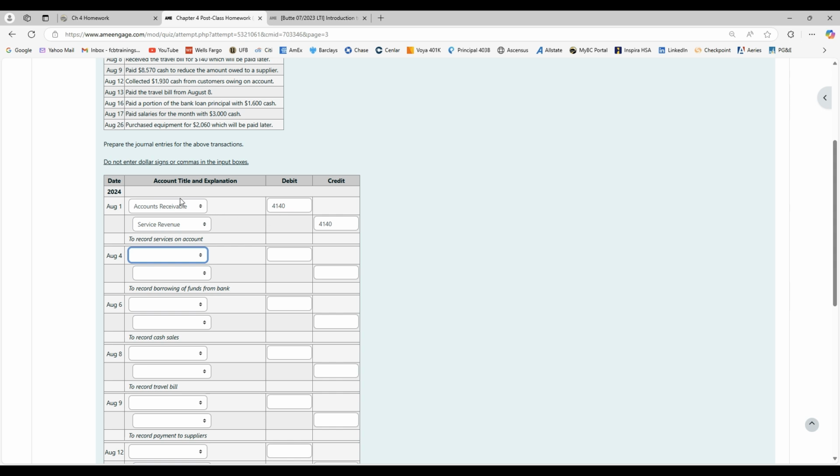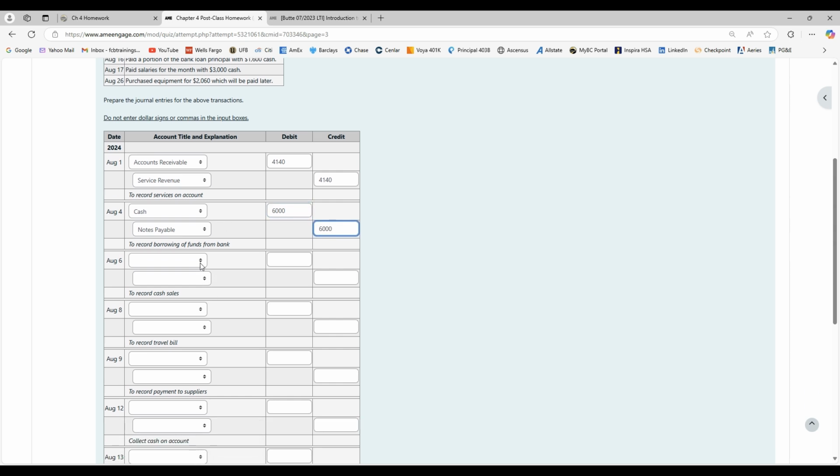Okay, we borrowed $6,000 cash from the bank, so we got cash, and let's find our notes payable. So our asset of cash goes up, and our liability of notes payable goes up as well. August 6th, provided customer services and received $3,033.40 in cash.